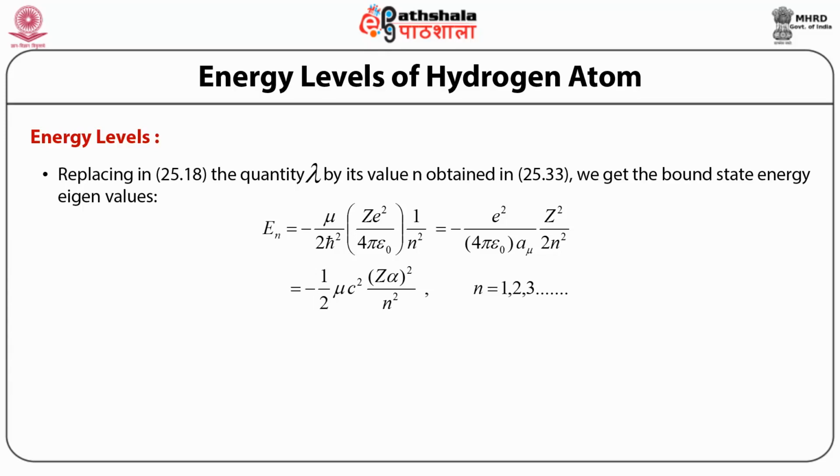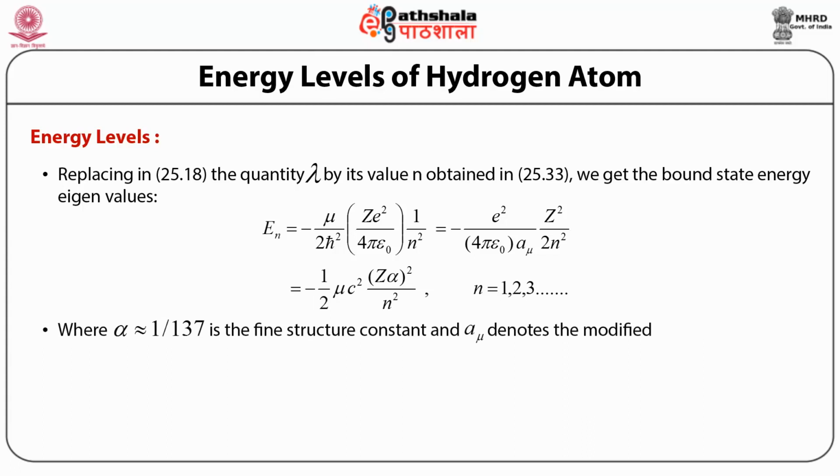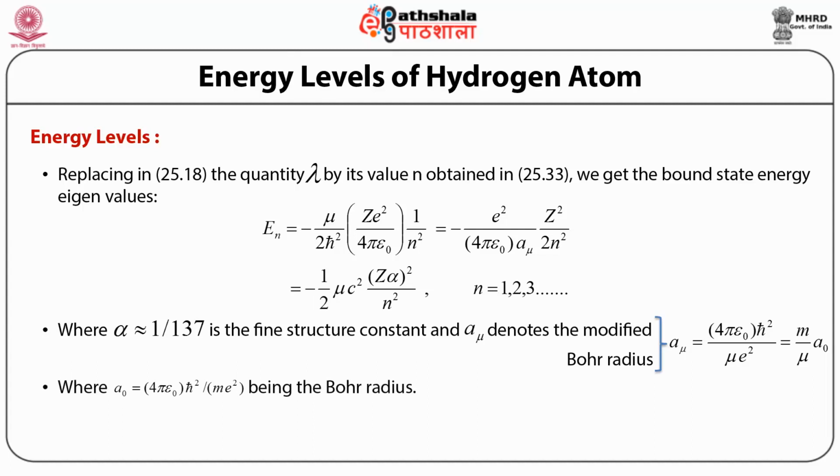equal to minus half mu c square multiplied by (Z alpha) the whole square divided by n square, where n equal to 1, 2, 3 and so on, and alpha equal to 1 by 137 is the fine structure constant, and A_mu denotes the modified Bohr radius, that is A_mu is equal to 4 pi epsilon naught multiplied by h cut square divided by mu e square, equal to m by mu multiplied by A naught, where A naught is equal to 4 pi epsilon naught h cut square by m e square, being the Bohr radius.